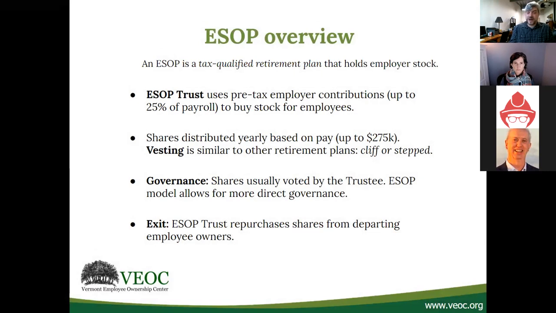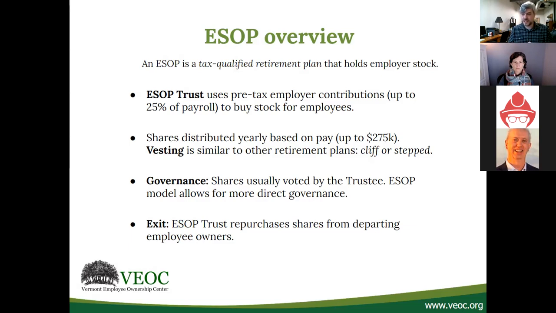So the quick overview of how an ESOP works is, as I mentioned, it's a tax-qualified retirement plan. It's the only kind that can hold employer stock. Employees don't put any cash down to buy in directly, but rather they receive pre-tax employer contributions of up to 25% of payroll to buy company stock that goes into their plan. So each year the company makes a contribution to the ESOP, and the ESOP is used to buy company shares.